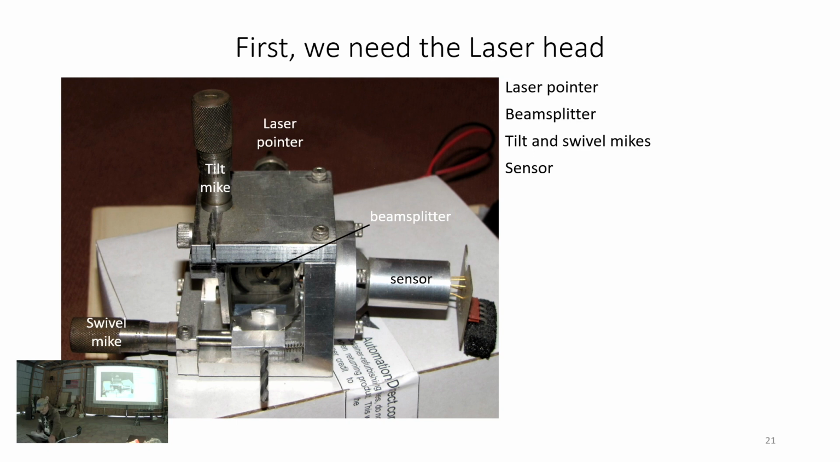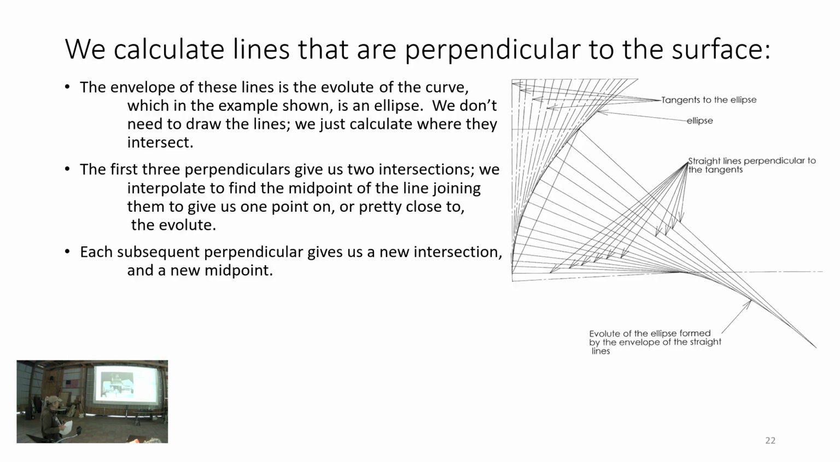Okay, so here's what we do. We've got an ellipse here. How do I know it's an ellipse? Well, I made it. And here we have tangent lines to the surface of the ellipse. Those are pretty easy to find. And any line that's perpendicular to a tangent has to be tangent as well to the evolute.